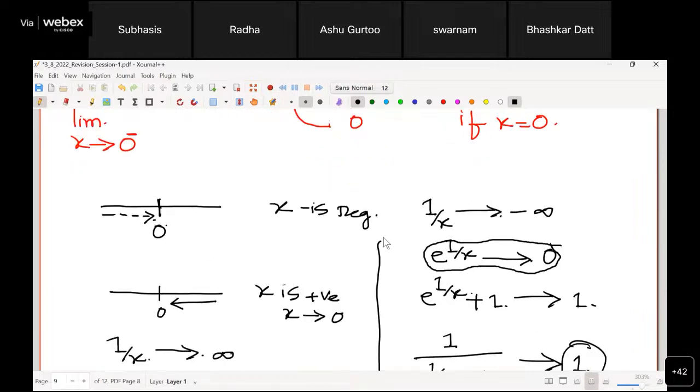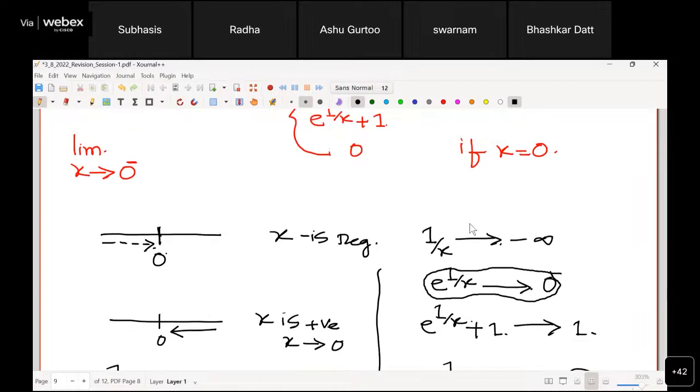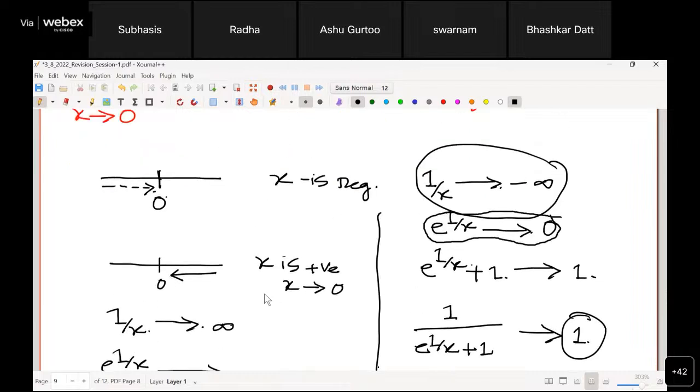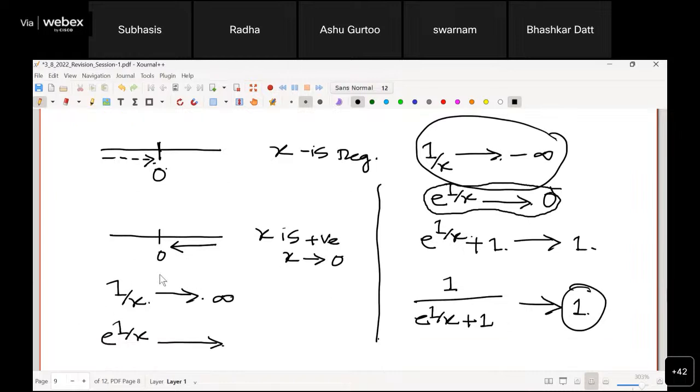It's clear, right? If x tends to 0, 1 by x doesn't exist as a single value, because when x tends to 0 from the left hand side, your 1 by x is basically going towards minus infinity. When x is going towards 0 from the positive side, then your 1 by x is going towards plus infinity. That is what we have computed, right? If x is going towards 0 from the negative left hand side, 1 by x is going towards minus infinity, and when x is going towards 0 from the right hand side, 1 by x is going towards plus infinity.